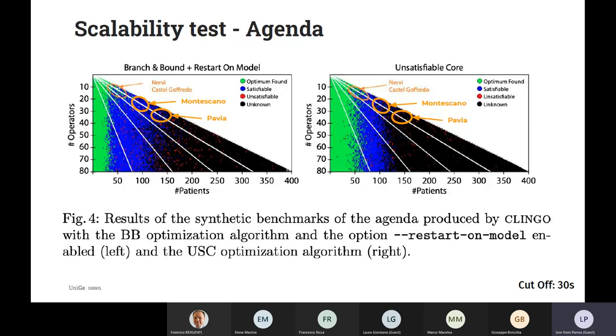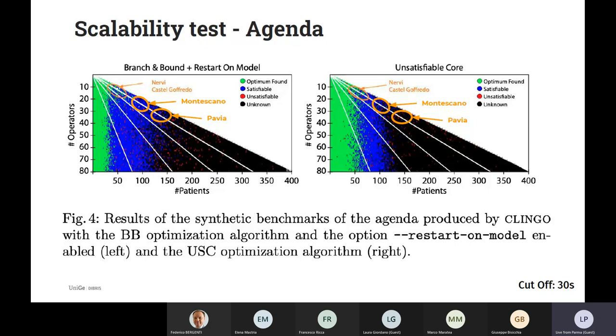You can see that the transition phase between green and blue, so optimum and satisfiable, moves toward the right with the unsatisfiable core. So we can find more optimal solutions with the unsatisfiable core, but instead the transition phase between satisfiable and unknown moves toward the left. So we have two different approaches, which of course is based on how the algorithm is performed.